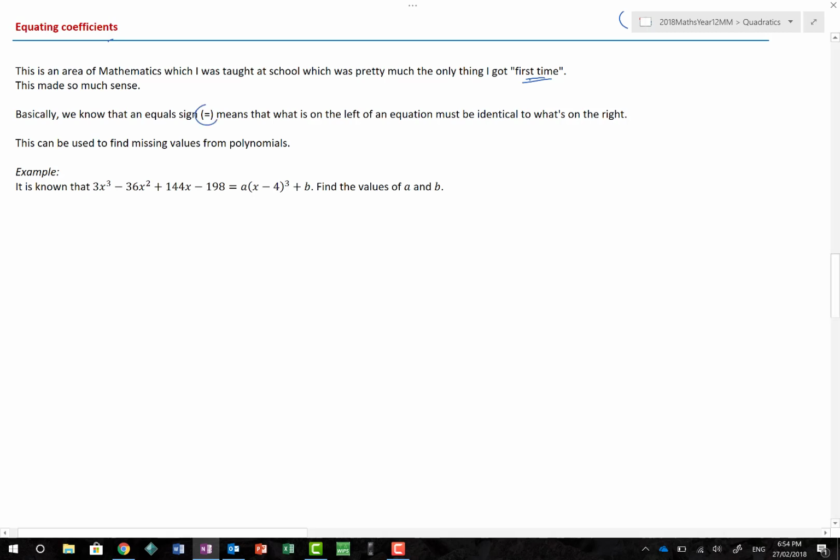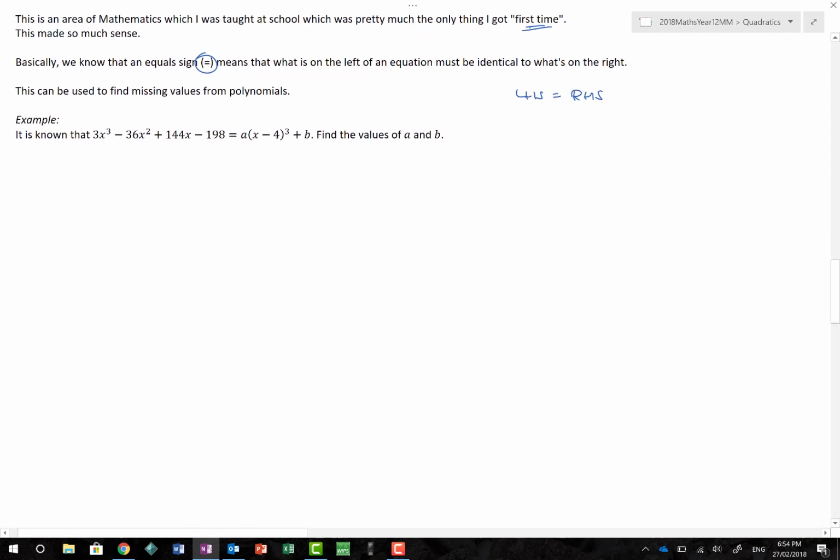So basically, we know that an equal sign means that what is on the left of an equation, the left-hand side, must equal the right-hand side. And it can be used to help us find missing values from polynomials.